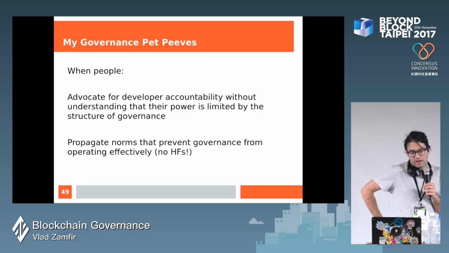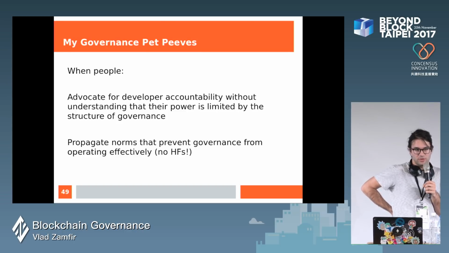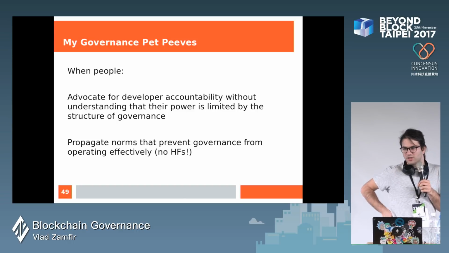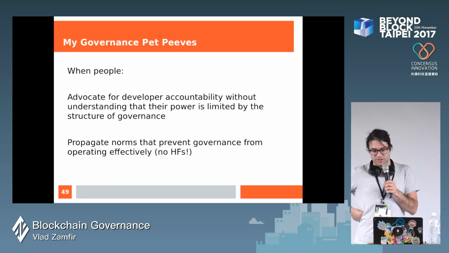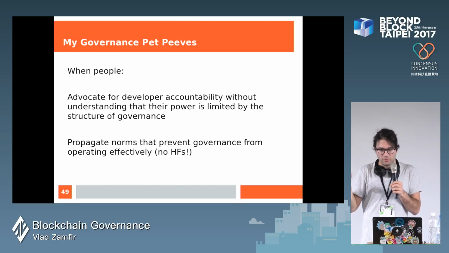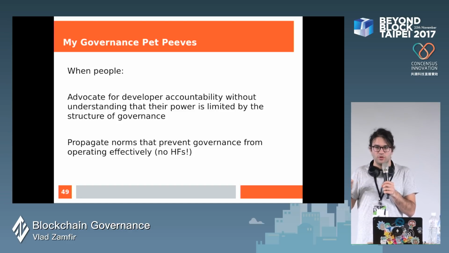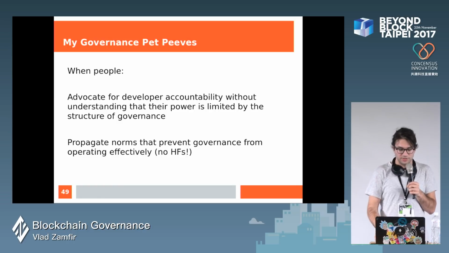I'm also really not into when people advocate for developer accountability in blockchain governance without realizing that the structure of governance actually really restricts the power of developers. A lot of people, especially lawyers and concern trolls, think that there should be more accountability for blockchain governance. A lot of them are basically "Vitalik decides" kind of people. They think there's really just a small number of people deciding these outcomes. They're not appreciating the structure and the constraints that are placed on everyone by these processes.